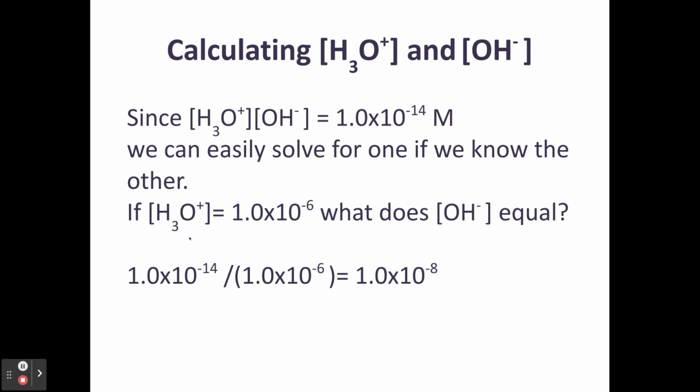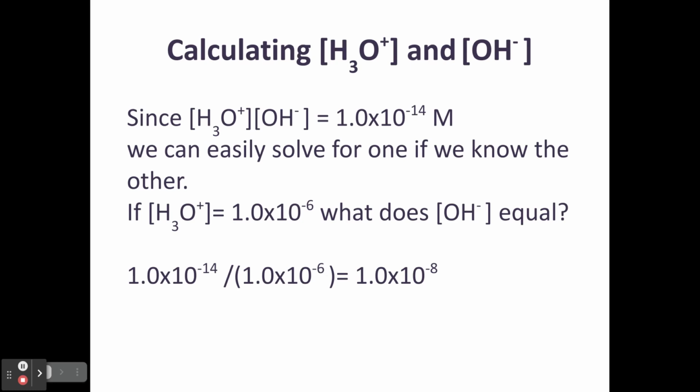So let's say that we have hydronium and its concentration is 1 times 10 to the negative 6. We want to find hydroxide. So we're going to take 1 times 10 to the negative 14th divided by our 1 times 10 to the negative 6. And again, make sure you use parentheses when you're dividing. And that's going to tell us that the hydroxide concentration is 1 times 10 to the negative 8.